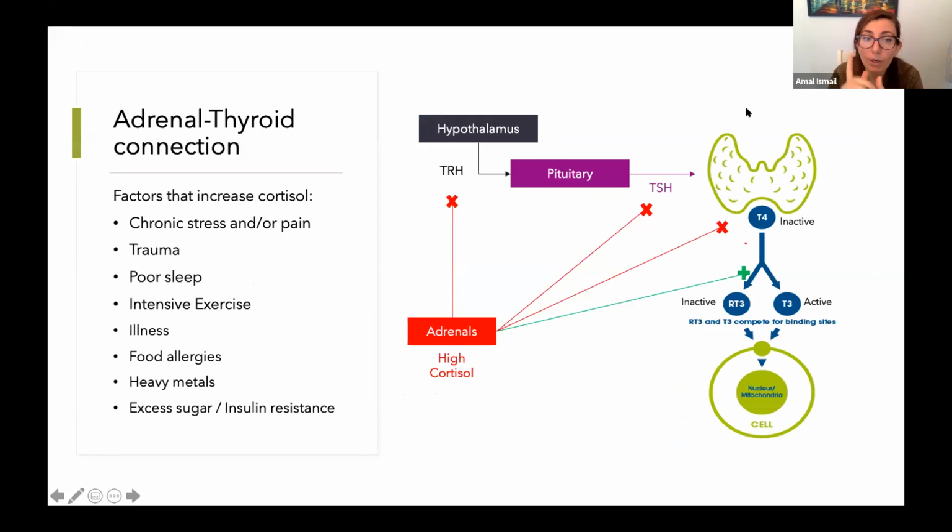Essentially, what you need to remember as a message: consistently elevated cortisol is going to have a profound effect on your thyroid function. Direct effect, but also it's going to have effect on glycemic control, so your insulin sensitivity and your immune system response, which also indirectly impacts the thyroid. So what are the factors that elevate cortisol? Chronic stress, and that could be emotional or physical.